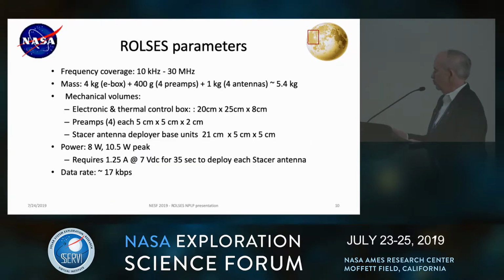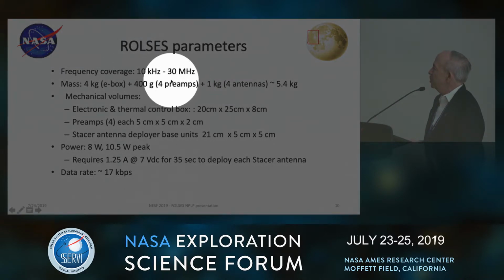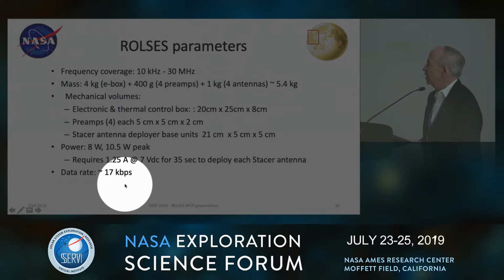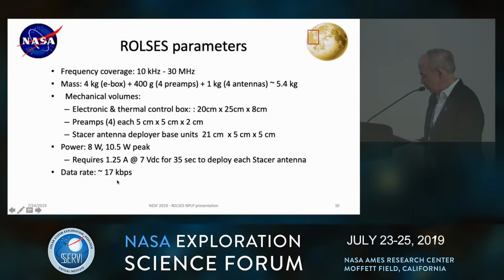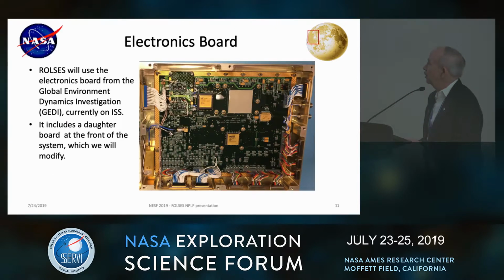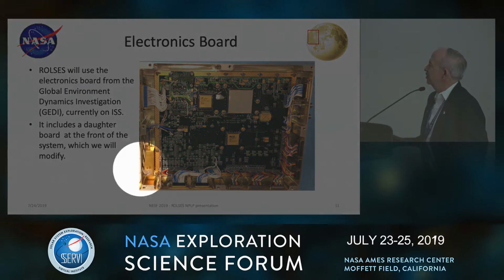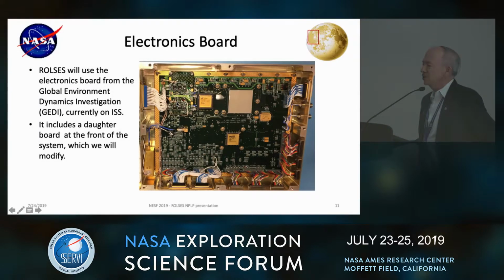Okay, some of you will want to know these things, but let me just point out again that the frequency coverage is 10 kilohertz to 30 megahertz, and we'll be getting data at about 17 kilobits per second, so it will be a good set of data. This is the electronics board from the Global Environment Dynamics Investigation. It's actually a LiDAR experiment on the International Space Station. So the daughter board at the front of the electronics will have to change because our frequencies are a lot lower than LiDAR. But our engineers at Goddard want to use the same system.